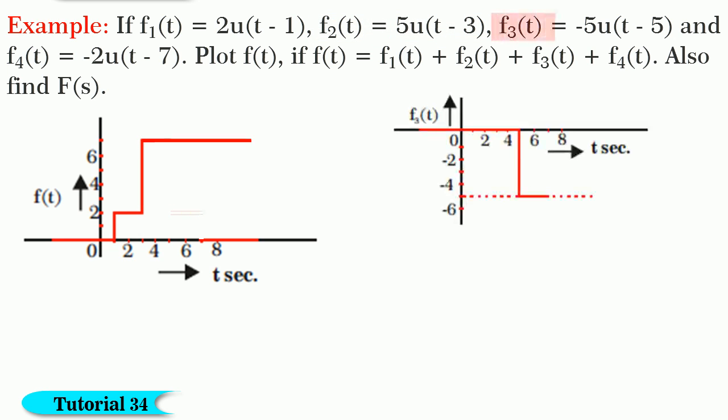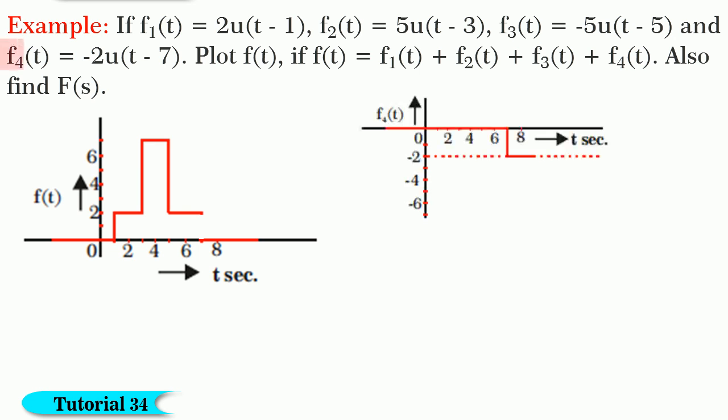Next, f3 of t is equal to minus 5u of t minus 5. This is a negative step of 5 units which occurs at t is equal to 5 seconds as shown in figure. If we add f3, the magnitude reduces by 5 units at t is equal to 5 seconds. Note it. Finally, f4 of t is equal to minus 2u of t minus 7.